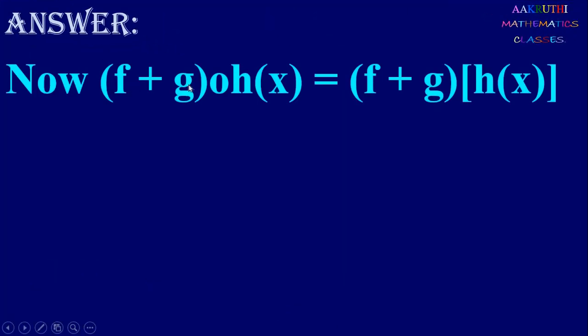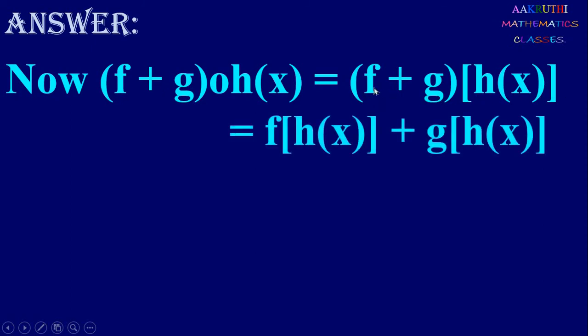Now first we take f plus g composite h. We take f plus g composite h of x. Now f plus g composite h of x can be written as f plus g of h of x. Now this can be written as f of h of x plus g of h of x.